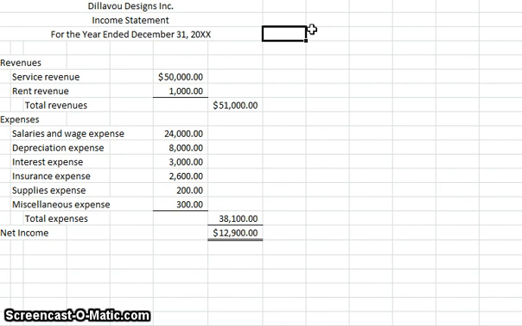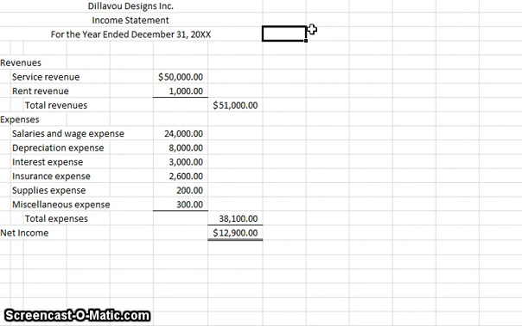Then we're going to list out all the expenses of the company. The expenses are listed in a specific order. You notice anything about them? If you look through them for just a second, you should notice that they are in numeric order from largest to smallest, with miscellaneous expense always being last regardless of the dollar value. Even if it was the most expensive, it will be last. Other than that, they're listed in largest to smallest order. We add up all those expenses. For us, that's $38,100.